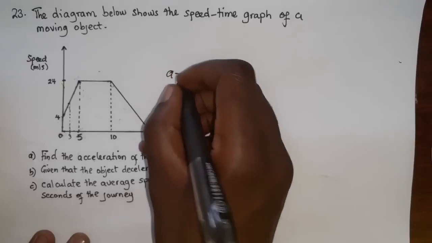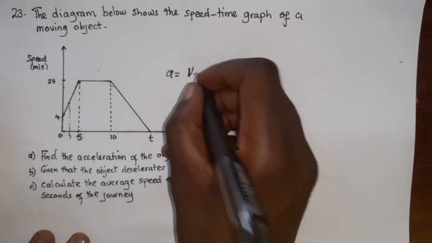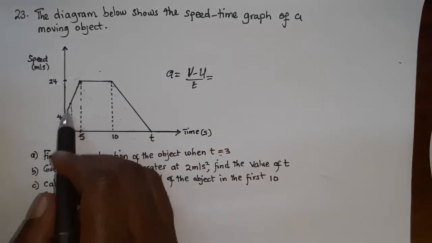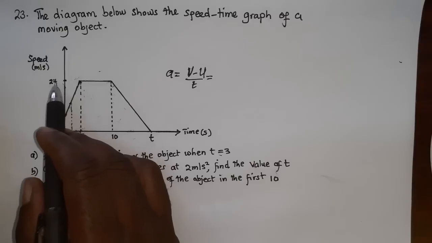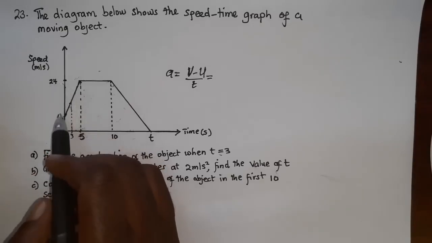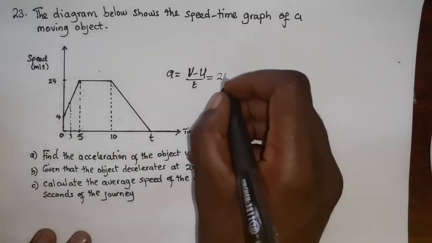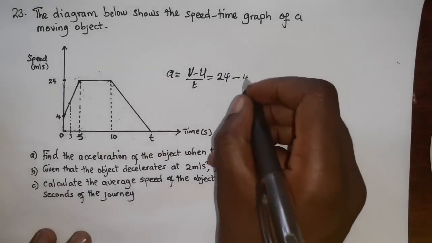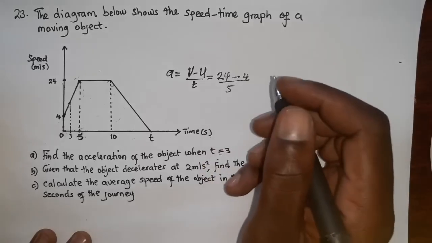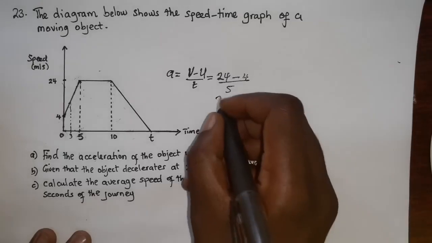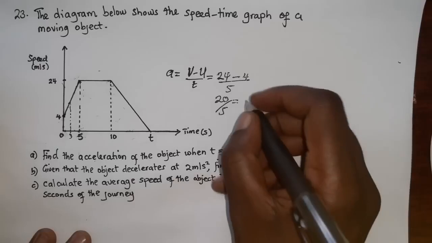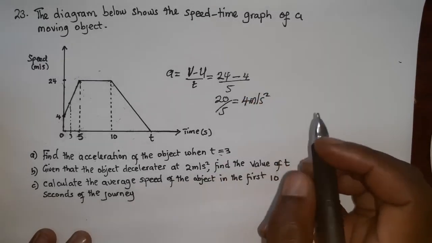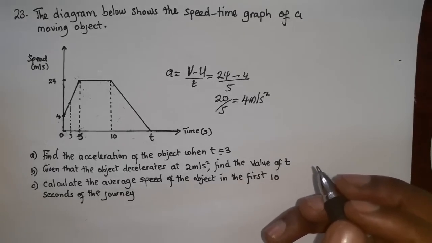As you may know, acceleration is equal to final velocity minus initial over time. So using what we have here, I told you that it is the same. We're going to use what is prominently given, which is 24 and 4. So the final is 24 minus the initial, where it started from here, which is 4, over time, which is 5. So this is going to give us 20 over 5. When you divide, this is what is going to be our acceleration here.